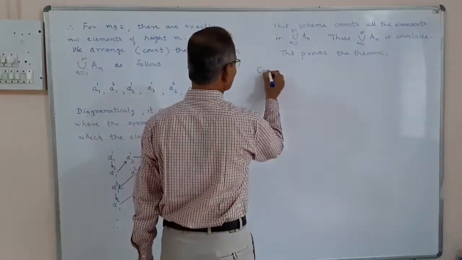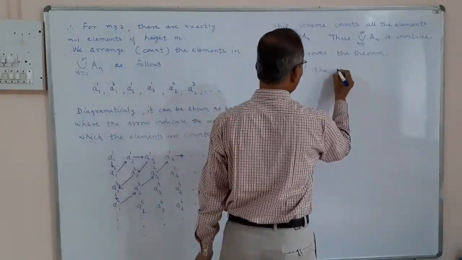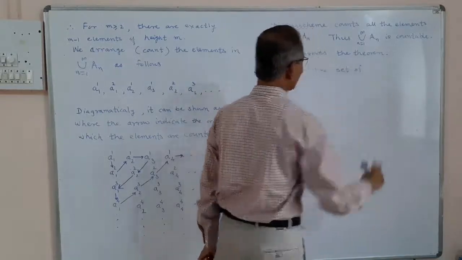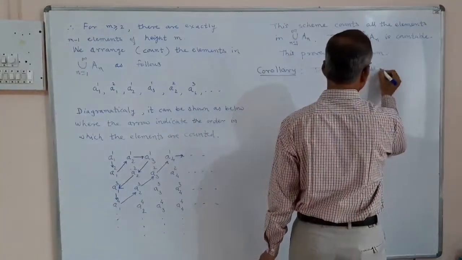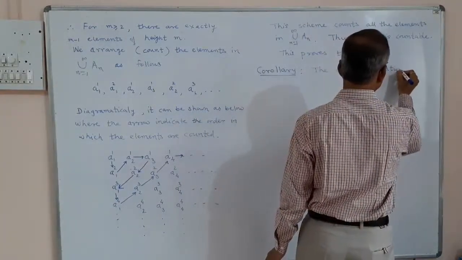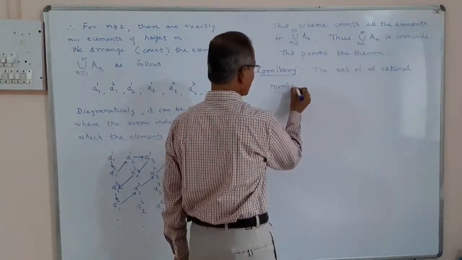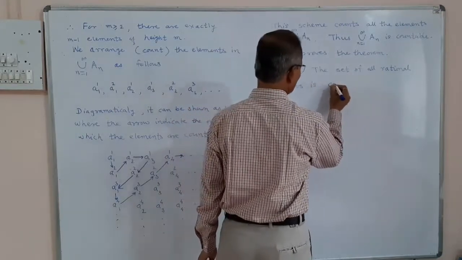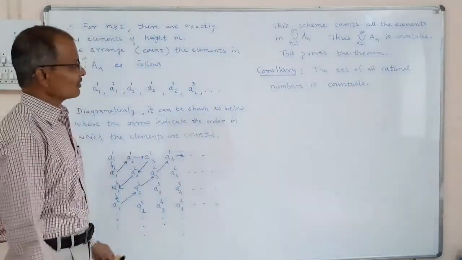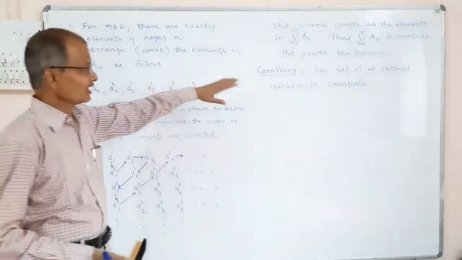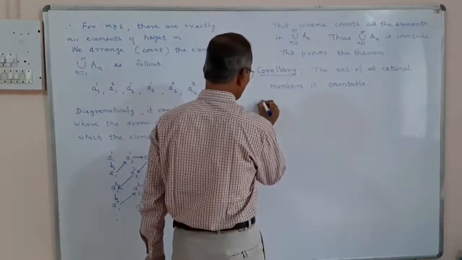The corollary is: the set of all rational numbers is countable. Why have we written it as a corollary? Because we want to use the above theorem. We shall express the set of rational numbers as a union of countable sets. Now we shall prove it.